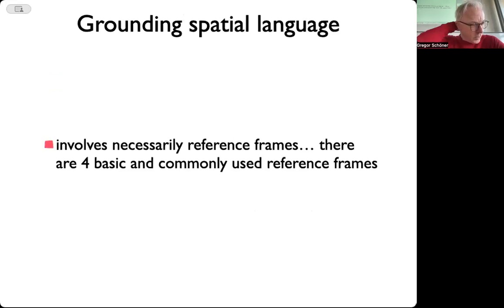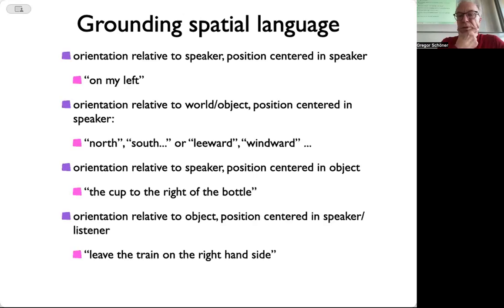Good. And so to understand spatial language, you need to know about reference frames, and you will see in a moment that this plays a real operational role. So if you're the speaker, you have a frame that's centered in you. You can say on my left, right? And that's from your point of view. So there's two aspects of spatial orientation: where is the center of your frame, and how it's oriented. The center of your frame would then be in the speaker.